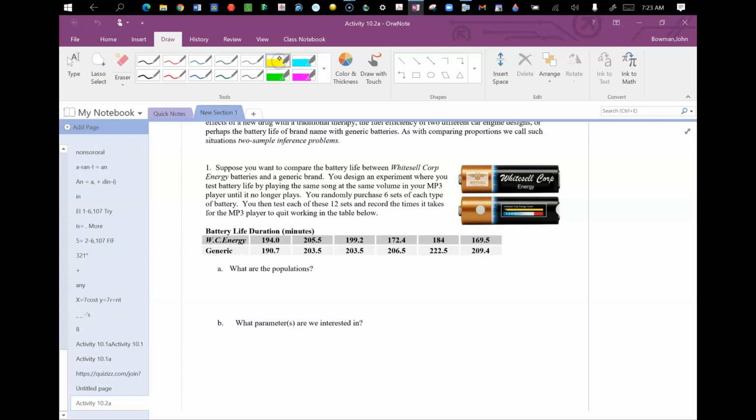So in this particular situation, it's about batteries and two companies that produce batteries. Suppose you want to compare the battery life between Weitzel Core Energy batteries and a generic brand. You design an experiment where you test battery life by playing the same song at the same volume in your MP3 player until it no longer plays. You randomly purchase 6 sets of each type of battery to run this test. You then test each of these 12 sets and record the time it takes for the MP3 player to quit working in the table below.